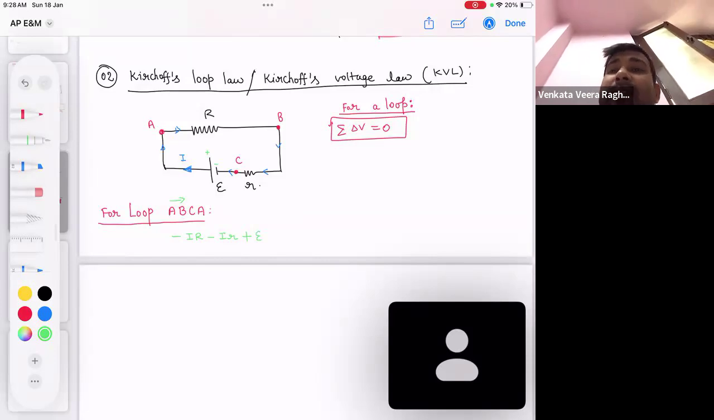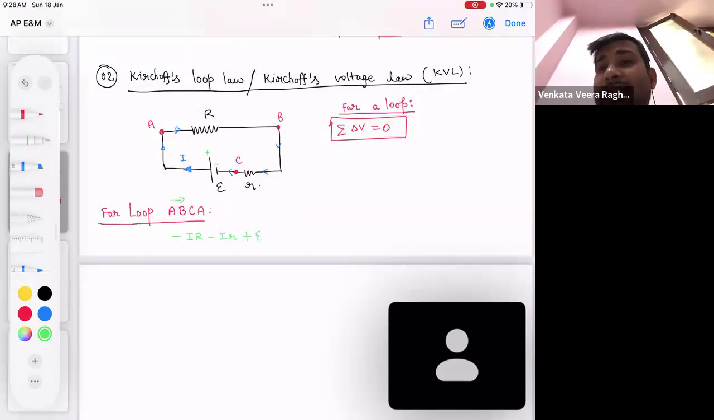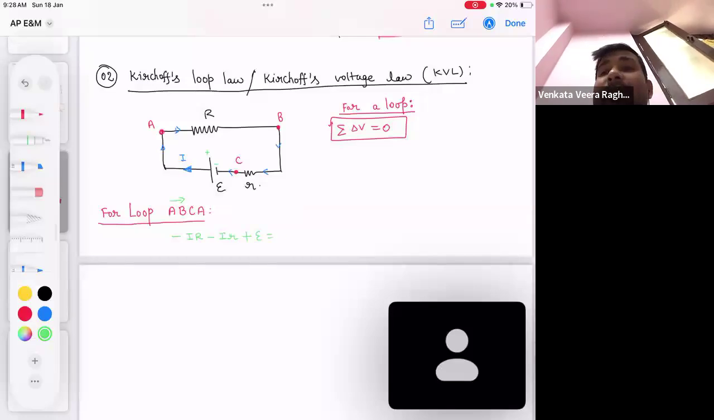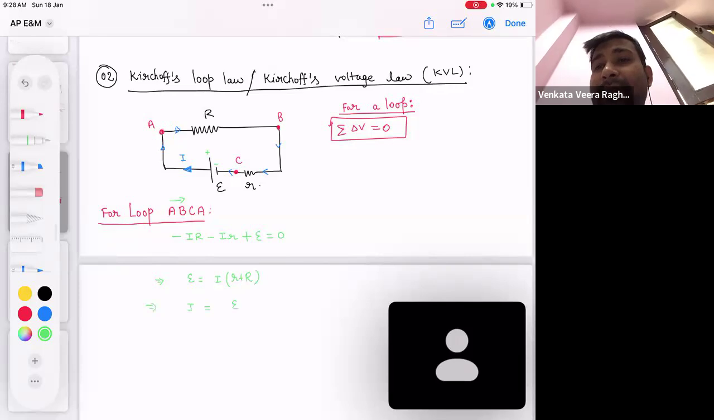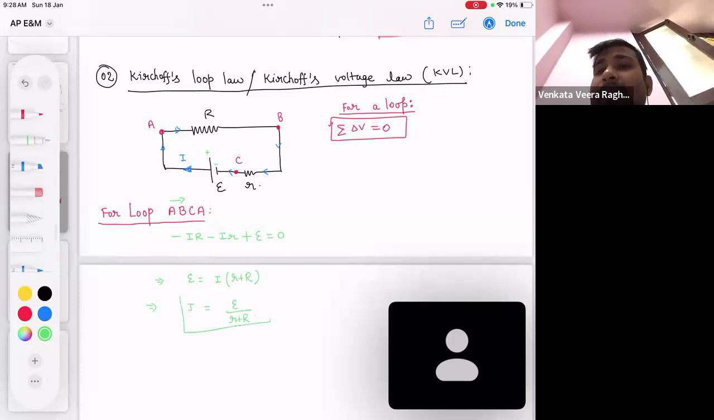Now I have completed my loop. I reach the point A. The summation of potential differences should be what? It should be equal to 0. If we simplify it, what are we getting? E equal to I times (small r plus capital R). So what is the current in the circuit? E divided by (small r plus capital R).